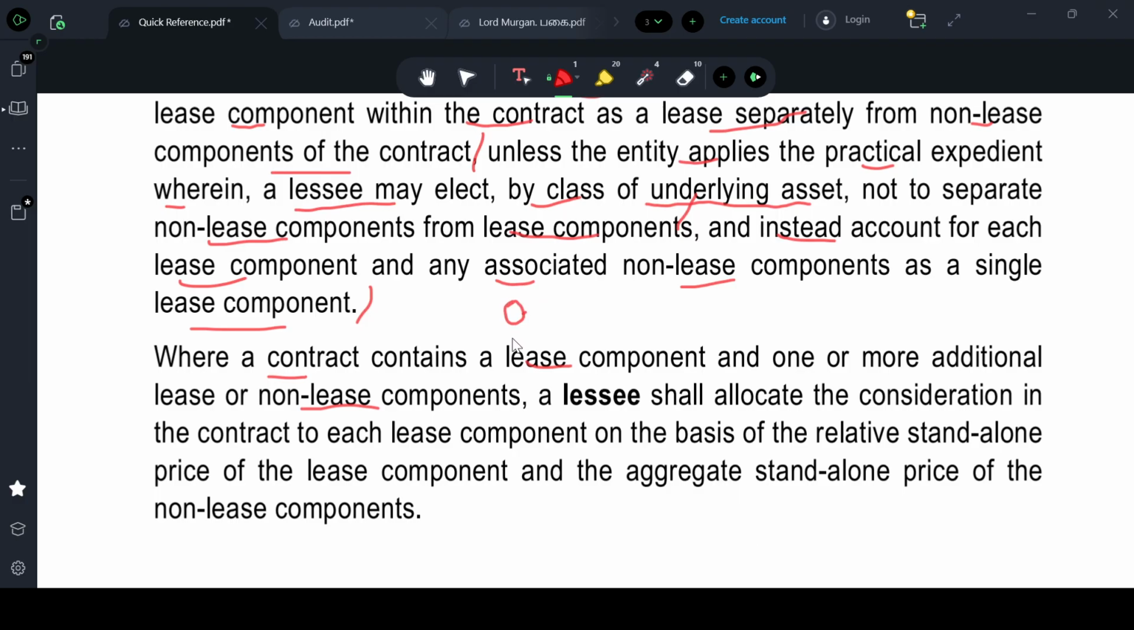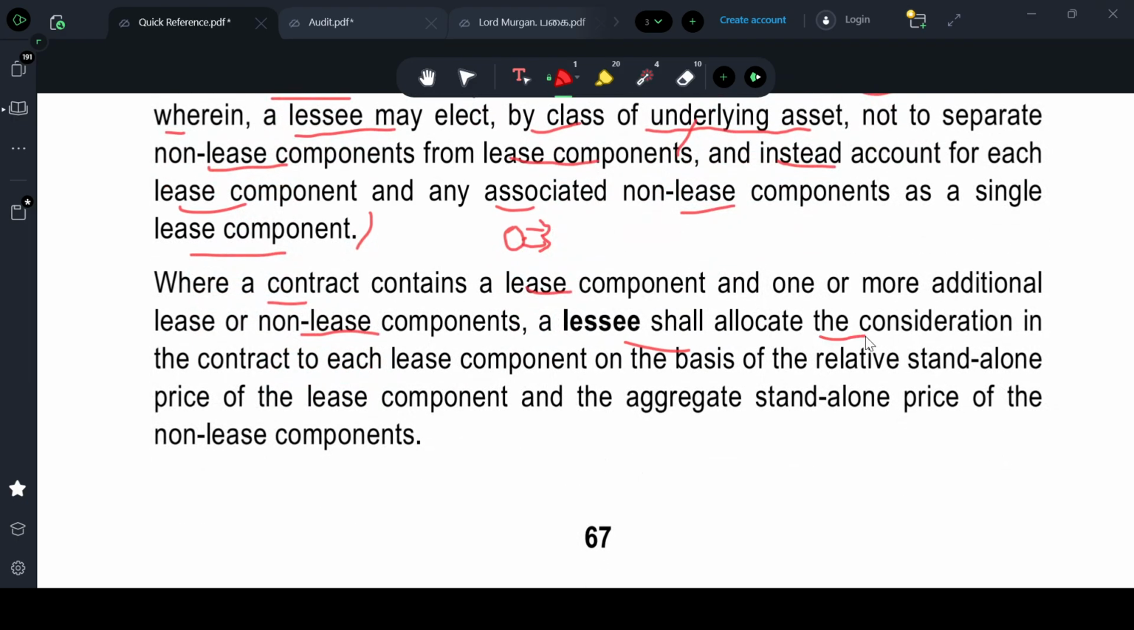Example: we are having a car on a lease basis. The car is for lease, but the driver is not on lease; the driver will be charged separately as an expense. The car does not come with the driver. The driver is an expense, and the petrol is an expense. The lease payment is for one lease only. That is the way you should consider it.